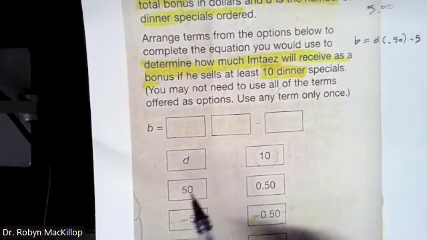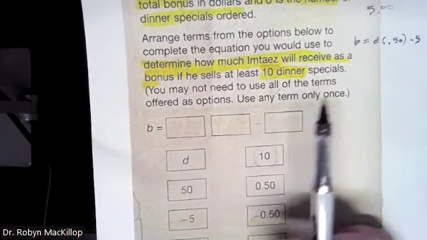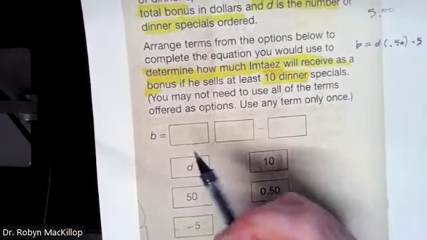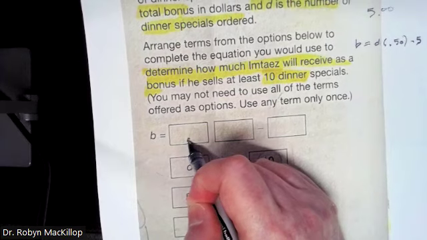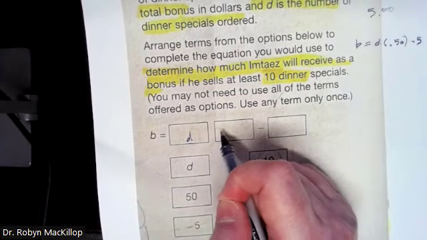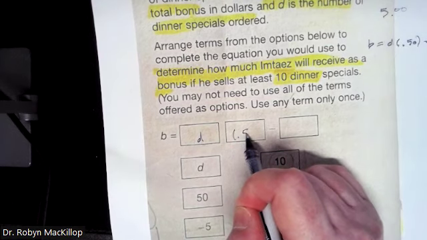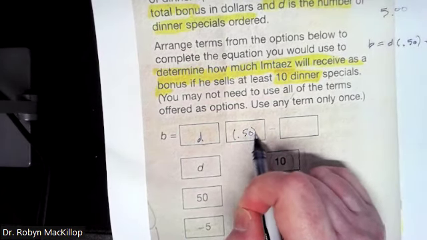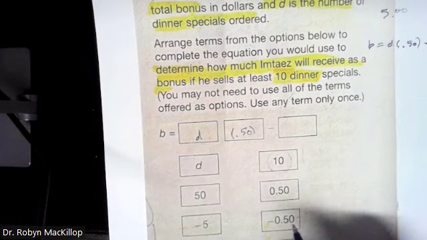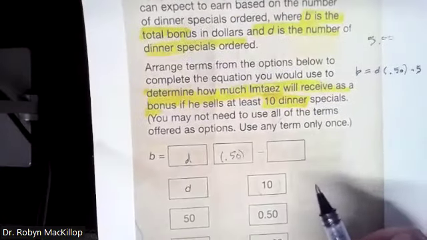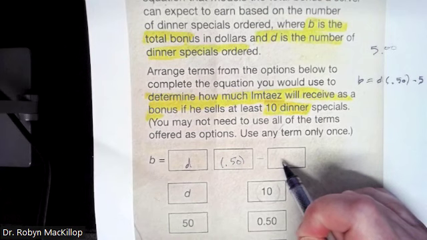All right. So B equals, that's good. D, that's the number of specials. The specials, they get 50 cents per. So D times 0.50, but minus the $5 because they have to sell 10 before they start getting a bonus.